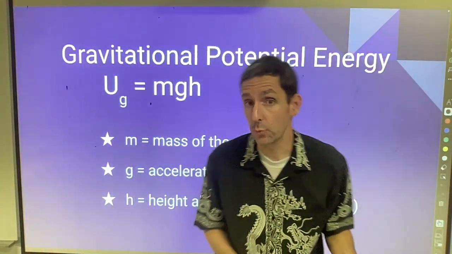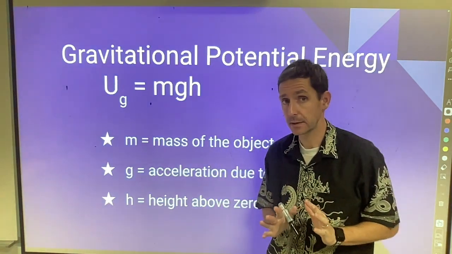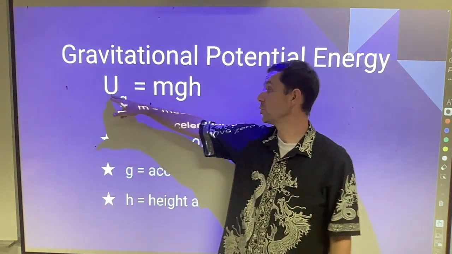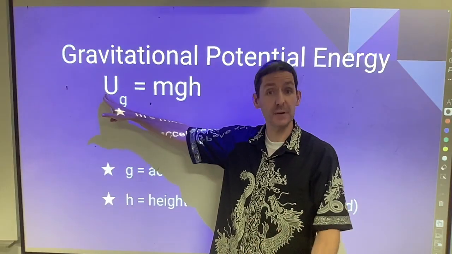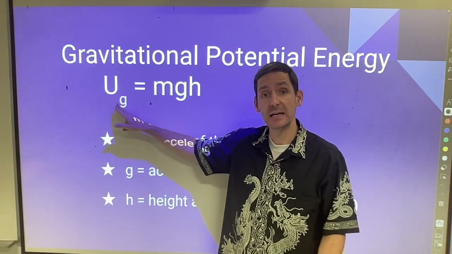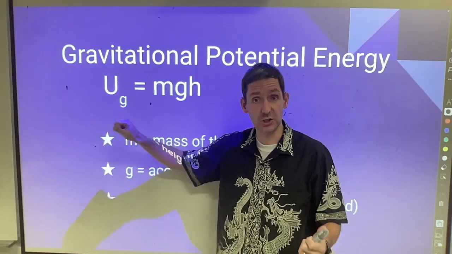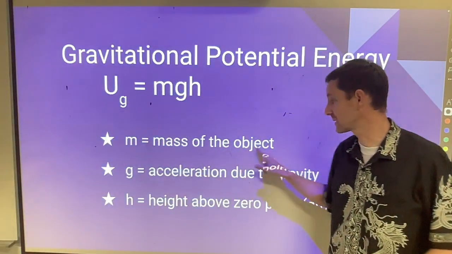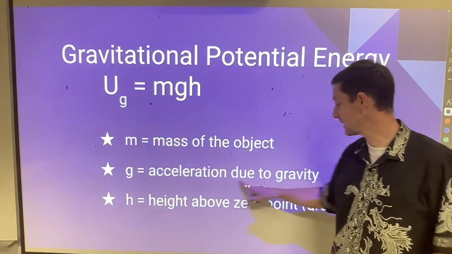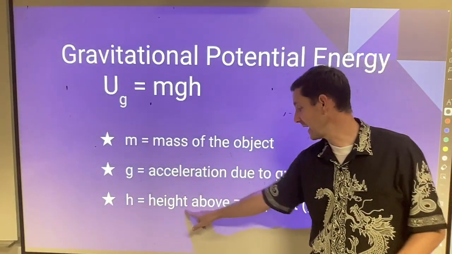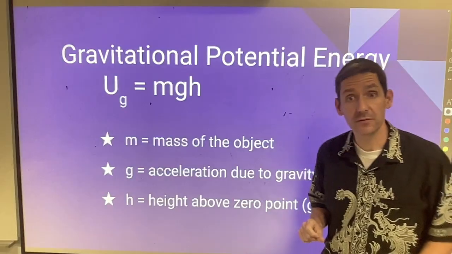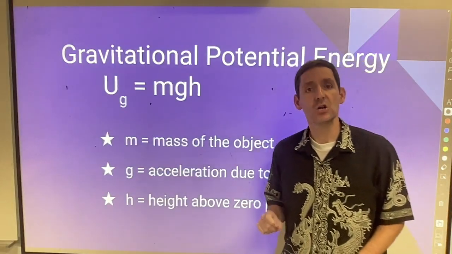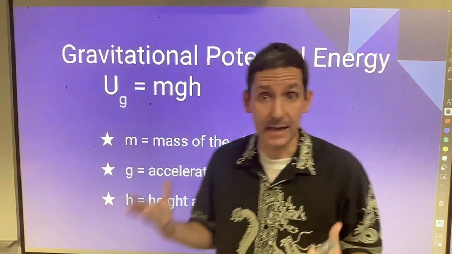Now, here's the equation that we will use in this class, okay? We use a U for all of the potential energies. So U_G is gravitational potential energy, and that is equal to mgh, where m is the mass of the object, g is the acceleration due to gravity, and h is the height above your 0 point, all right? So that is how we will calculate it.